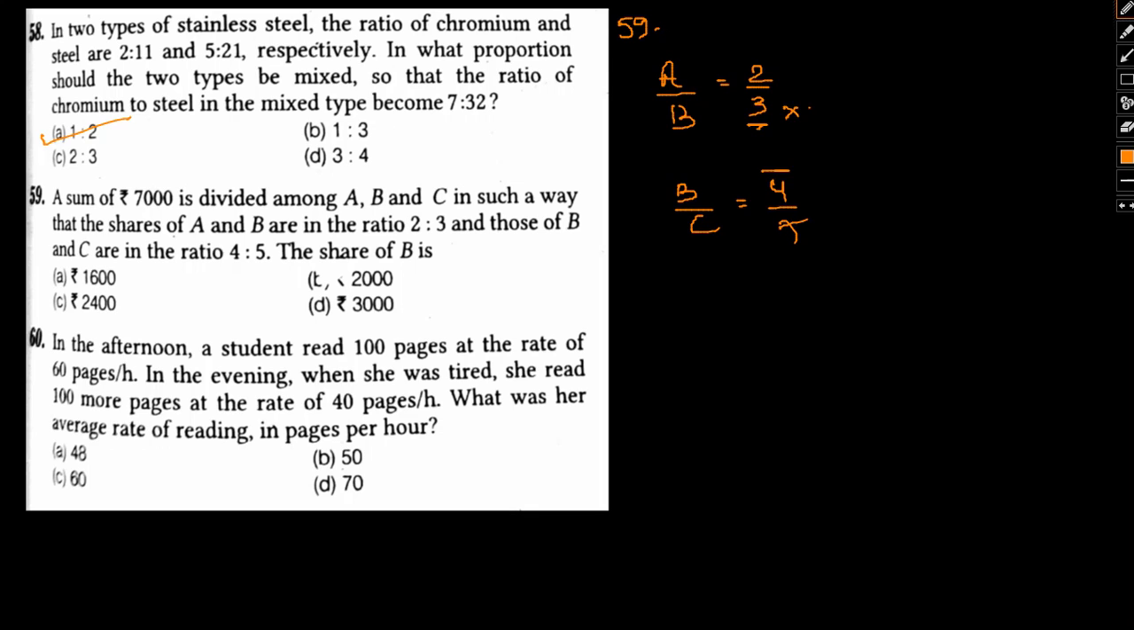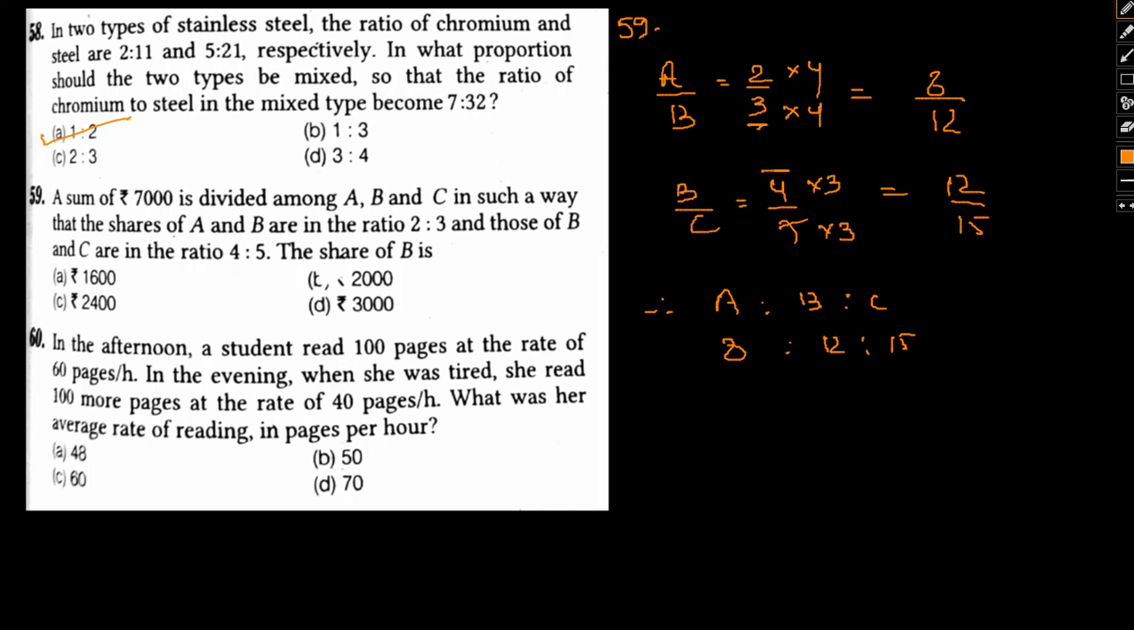Now we have to make the B values equal. Let me multiply this by 4 and this also by 4, and multiply this by 3 and this also by 3. So this would give me 8/12, and this would again be 12/15. Therefore A is to B is to C will be 8:12:15. Okay, I hope it's clear.